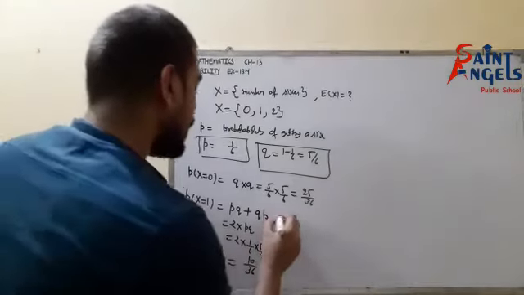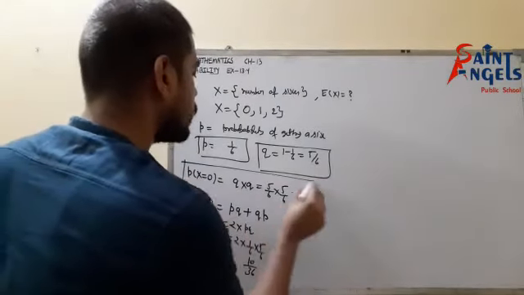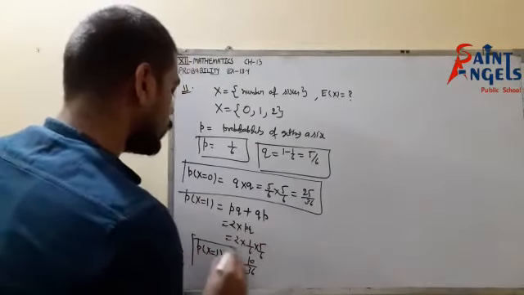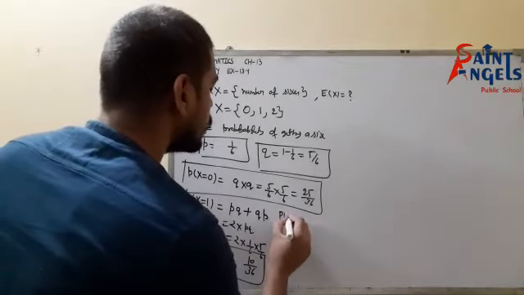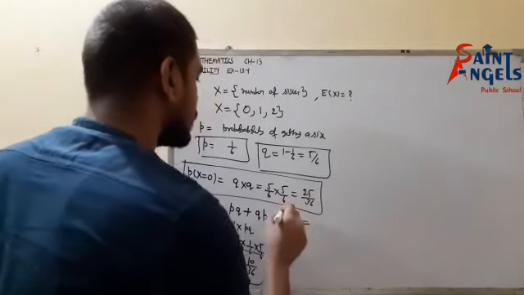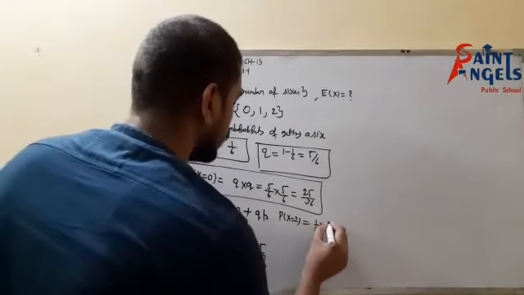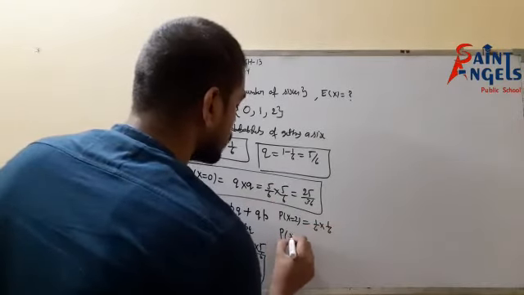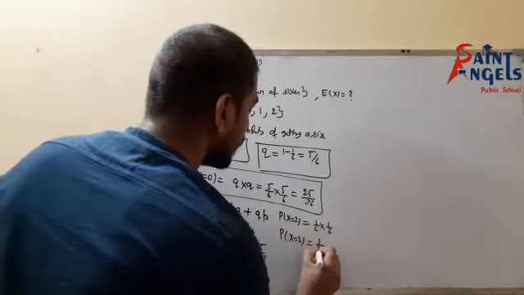This is P(x equals 0), P(x equals 1). Now find P(x equals 2). It means on both dice there is a 6. It means 1 by 6 into 1 by 6, so P(x equals 2) is 1 by 36.